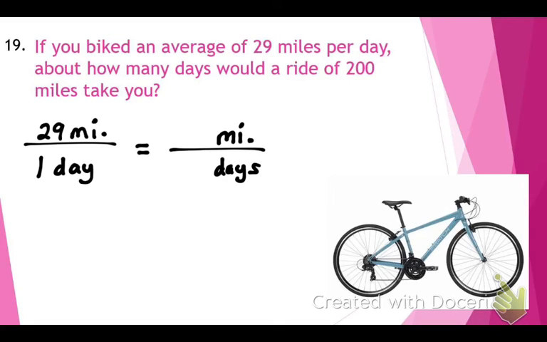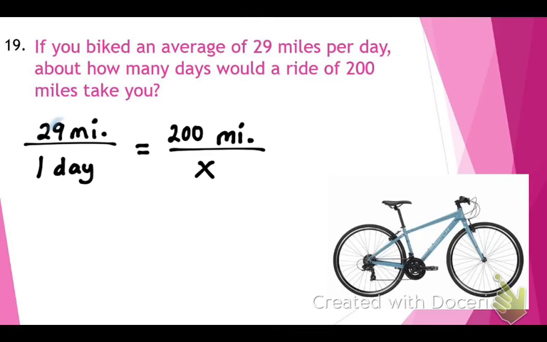What other piece of information do I know? 200 miles. Okay, so does the 200 miles need to go on the top or the bottom? On the top, because that's where the miles are. Now it asks us how many days. So if it's asking us how many days, that means this number on the bottom is a mystery. We don't know. A couple different ways you can do this. We can do this with cross products, or we can do it with finding a missing link, okay?